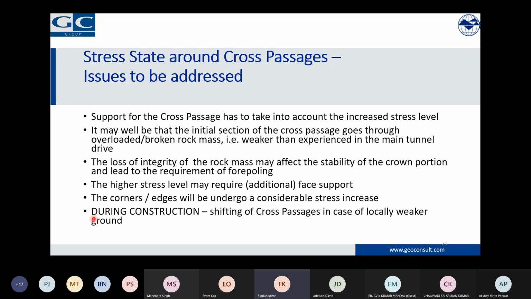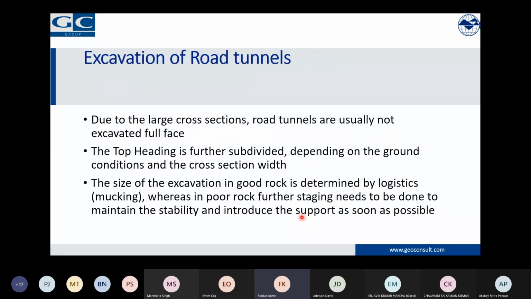And during construction, so that's basically the practical thing, if the shifting of cross passages is possible from a locally weaker ground to something more competent, then usually it's being taken into consideration because it mitigates several problems.